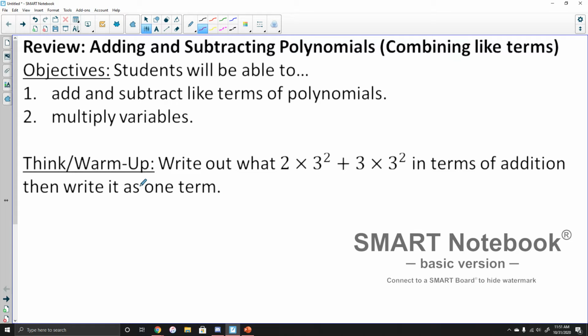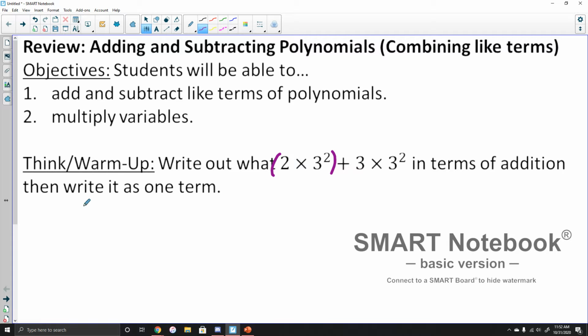So for our think slash warm up, I have: write out what 2 times 3 squared plus 3 times 3 squared is in terms of addition, then write it as one term. So when I say write it as addition, what does 2 times 3 squared mean?